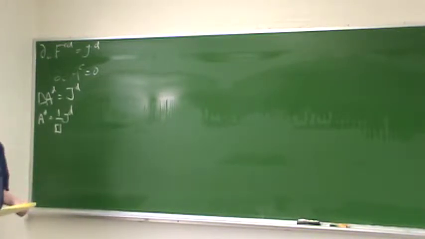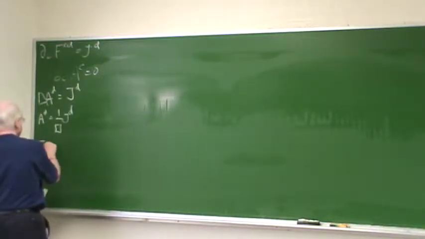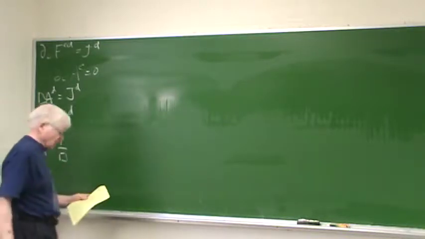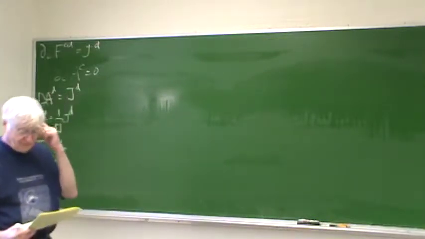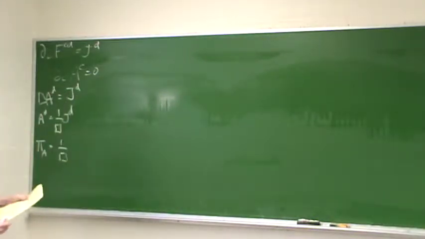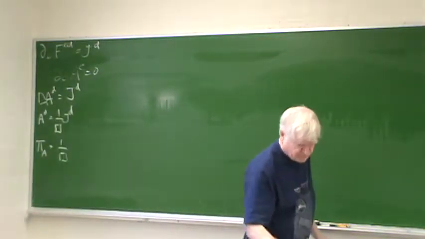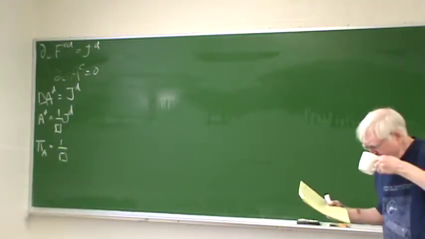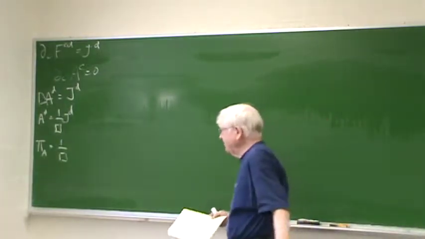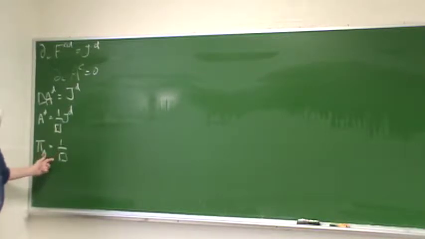And this 1 over box is the propagator, and you might say, well, what is 1 over box? The propagator for the A field then is 1 over box, and the question is, what's 1 over box? Well, in order to see what 1 over box is, we need to think a little bit about Fourier transforms, and Fourier transforms make it easy to think about things like this.